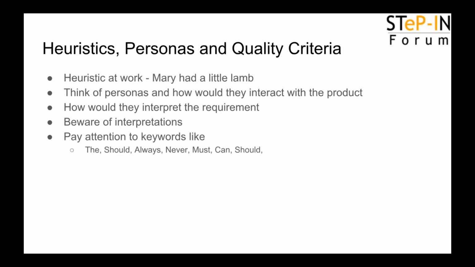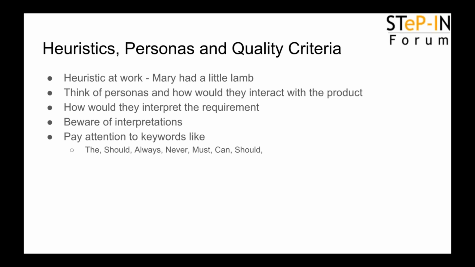Now, another interesting thing is heuristics, personas, and quality criteria. When we talk of heuristics, as I told, it's a fallible way of solving a problem. One of the heuristics for requirement analysis, people say, is Mary had a little lamb. This is by Jerry Weinberg, who is no more now. So what it says is emphasize each word, and then try to see what meaning you get from that.